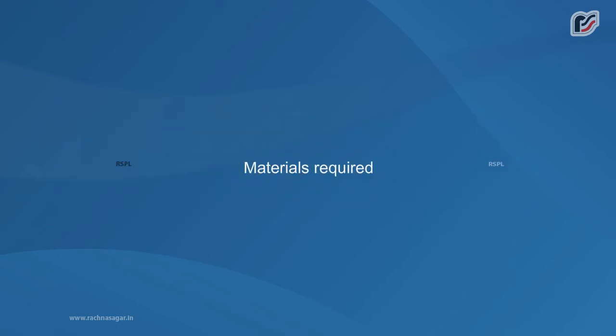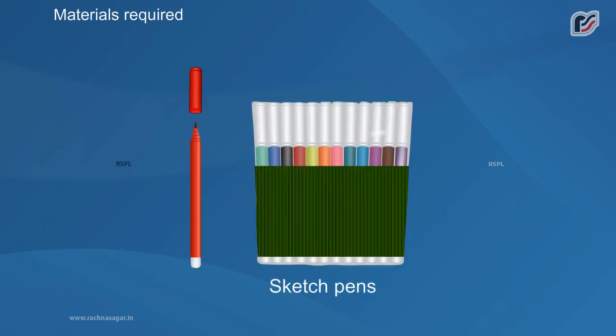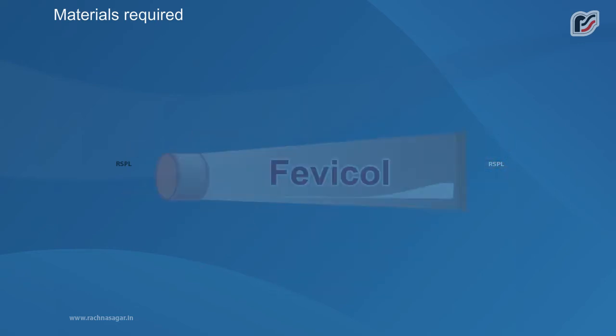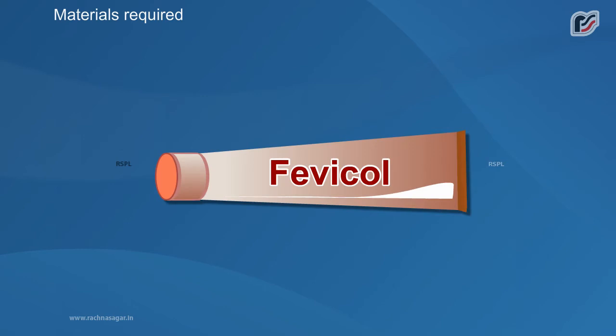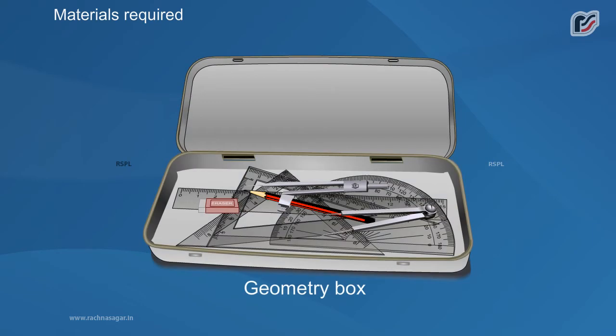Materials required: glazed paper, sketch pens, a pair of scissors, Fevicol, sellotape, geometry box.